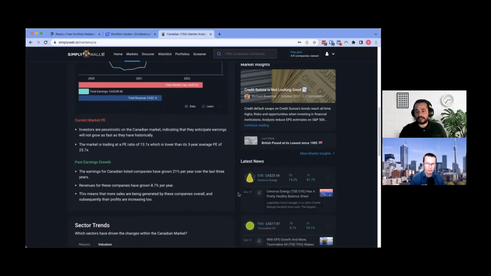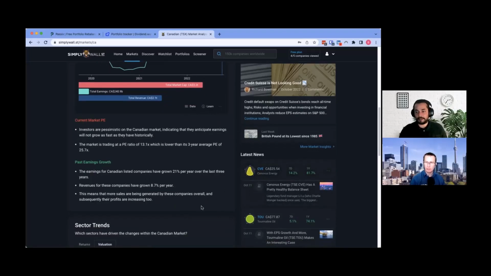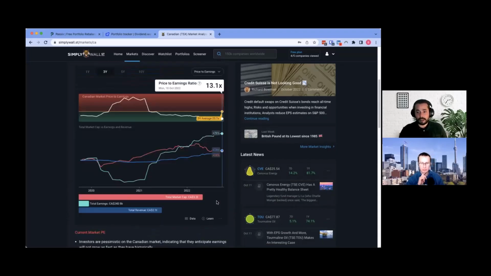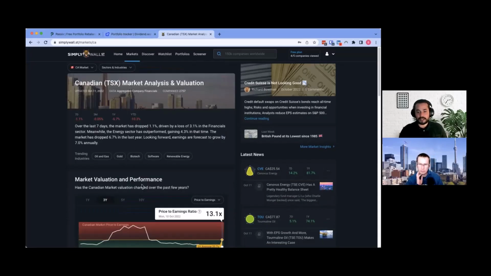The other thing is they give you news about some of the stocks that make up the markets that you're in. And so yeah, I think overall I use this page a lot, but what I really like about Simply Wall Street is that it helps me find stocks that I'm looking for.